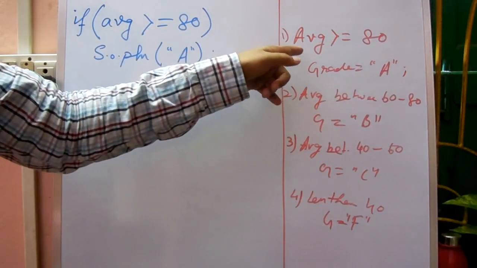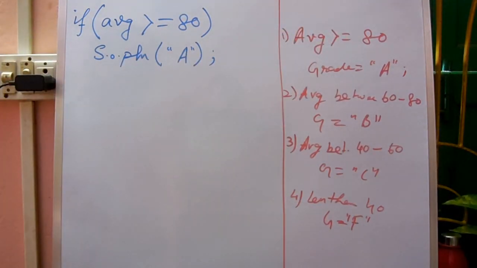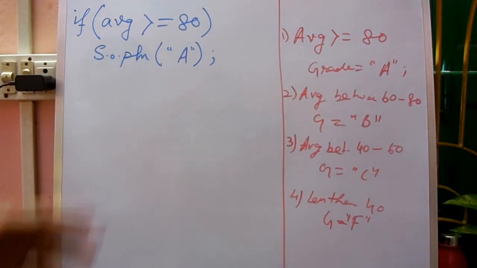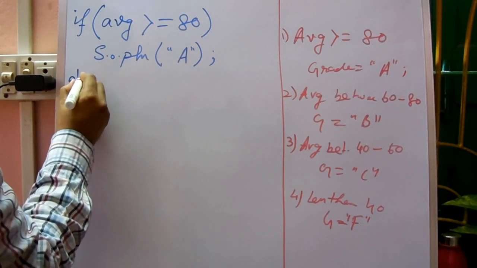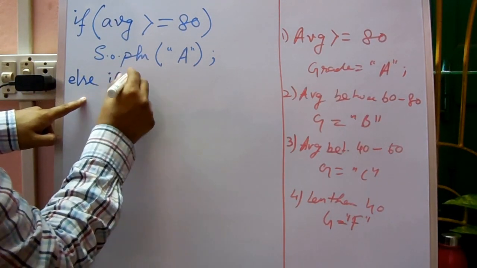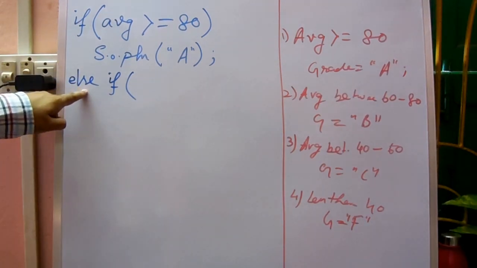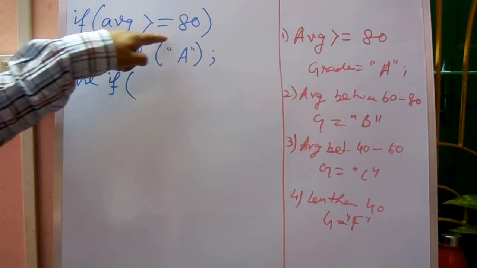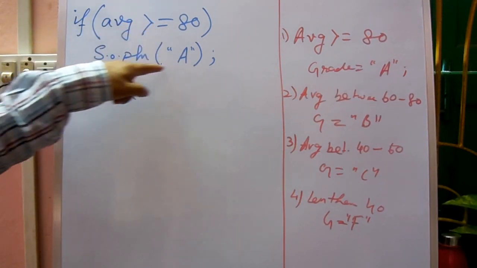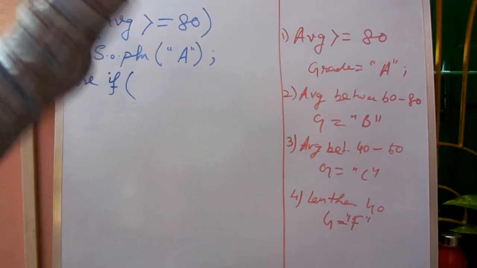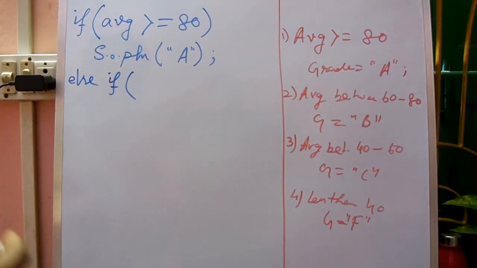Second, if the average is not 80 or more, and it is in between 60 and 80, suppose the average is 75, what will happen then? Then we come to the else part. In this else part, we will start with one more condition. Which else is this? This else is of this if block. So if it is 80 or above, then A will print. If not, then we move to the else part. In the else part we again start with another if. So in this if what are we giving? In between 60 and 80.